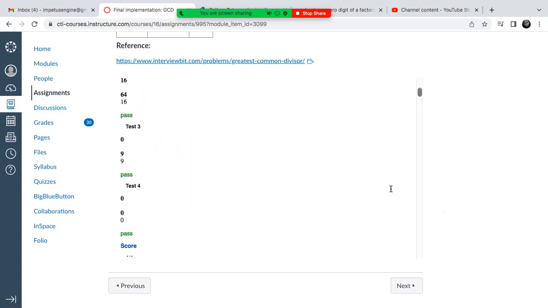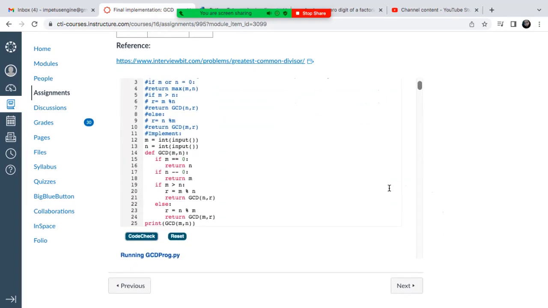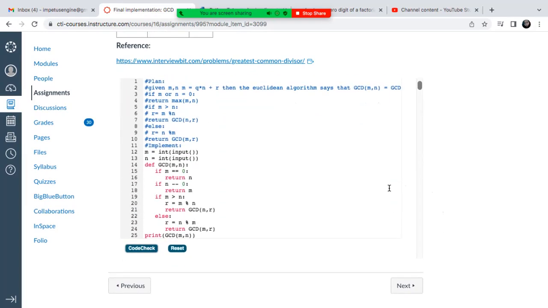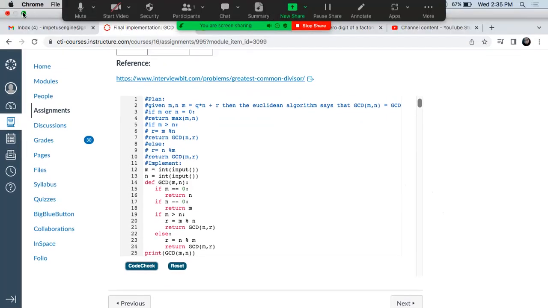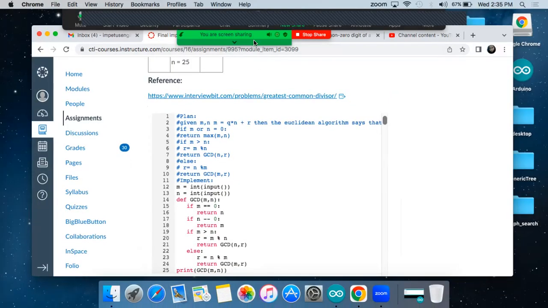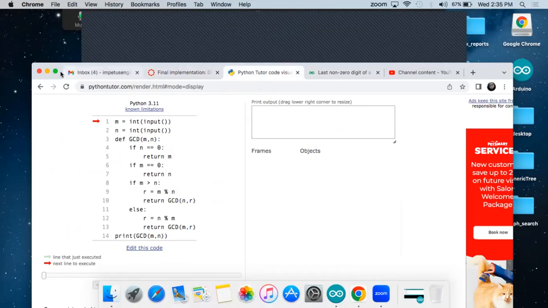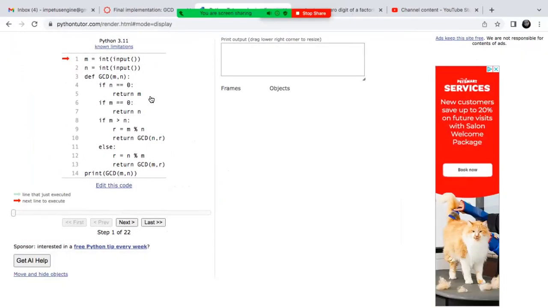We go through code check and we pass all tests. So that's the solution. Now we can go through a review of this problem. We can look at the review in Python Tutor. We have the solution here, and we want to step through the process.